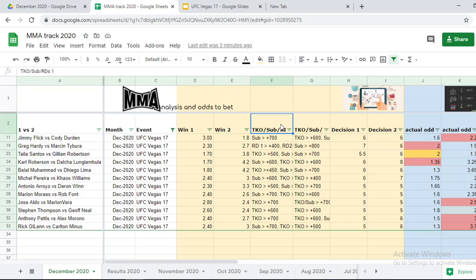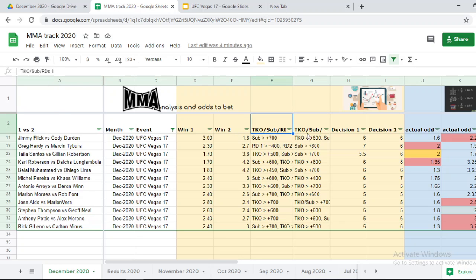Plus, I would be considering prop bets. Prop bets are specific: a guy by TKO, a guy by submission, a guy by decision. I have those in a separate column, or by round betting. In this case, I would be betting Jimmy Flick by submission if I can get a prop bet bigger than plus 700. This may look like quite a lot, but eventually you may find it. It will depend obviously on the fight and on the card. And this is for the first fighter.